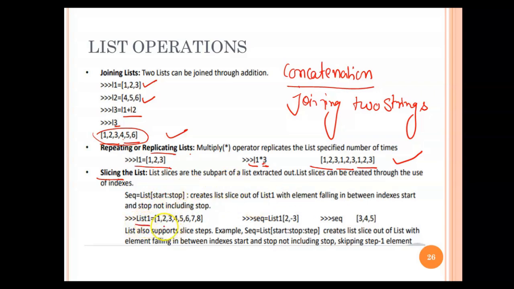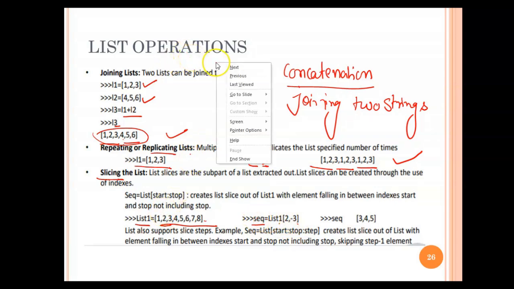You can see list 1 is equal to 1, 2, 3, 4, 5, 6, 7, 8. These are the 8 elements. Now S sequence is equal to list 1, and here we are taking from 2 to minus 3. Okay, 2 to minus 3. So let me rub this and then I'll explain it to you properly.